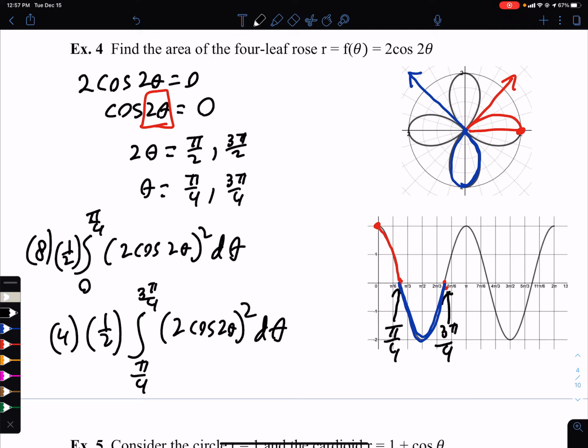You can pop both those in the calculator. They should give you the same answer. And there's many more ways you can do that, but we'll stop at that.